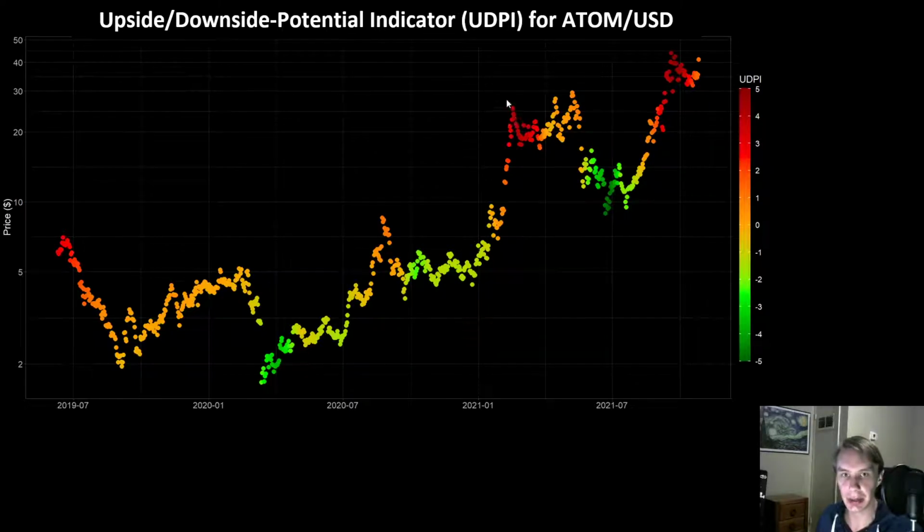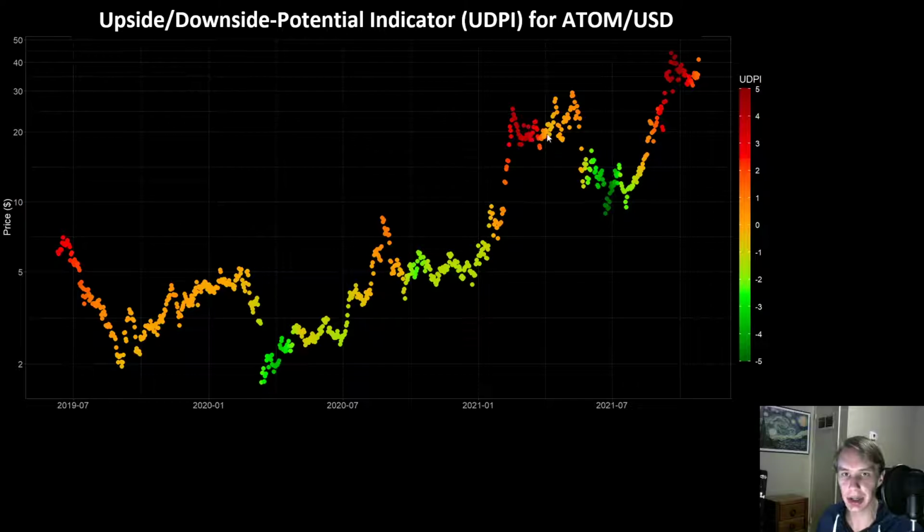Then the model was able to identify that once we got up to that 25, 26 range, Atom had basically tapped out its upside potential, and it wasn't likely to move much higher, at least in the near future. And sure enough, that's what happened. We got this correction off of 25, 26, down here into the high to mid teens.